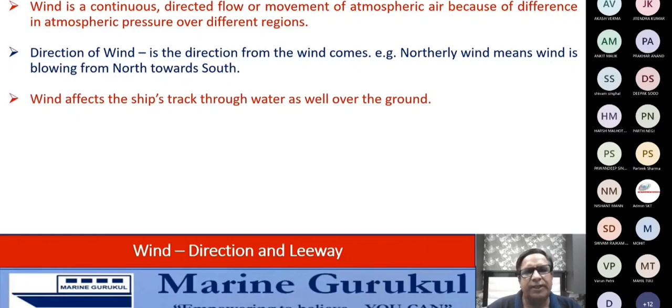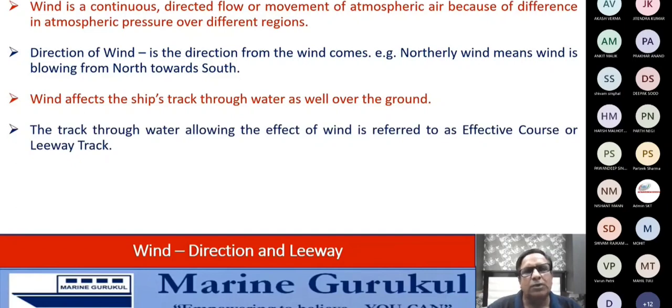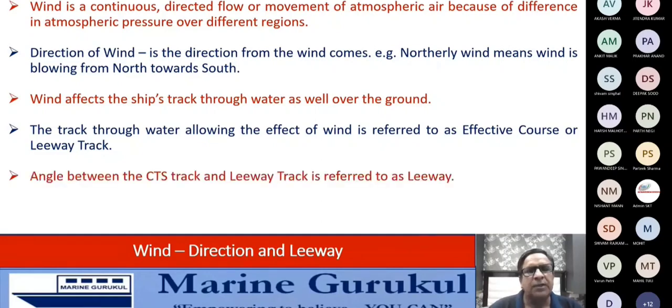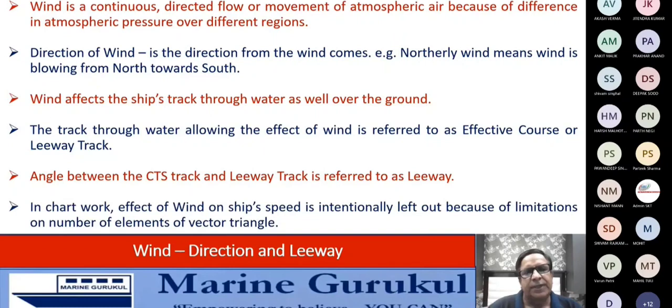Wind affects the ship's track through water as well as over the ground. The track through water allowing the effect of wind is referred to as effective course or leeway track. So once we allow for wind on the course that the ship is steering, the track that you obtain will be referred to as effective course track or the leeway track. The angle between the course to steer track and the leeway track is referred to as leeway. In chart work, the effect of wind on ship speed is intentionally left out because of limitations on the number of elements of the vector triangle.